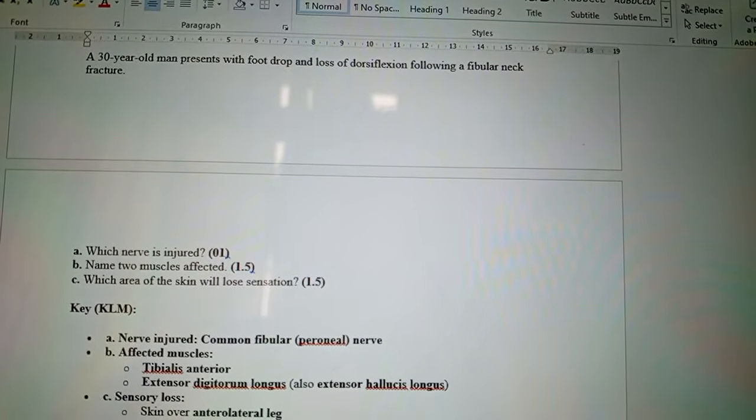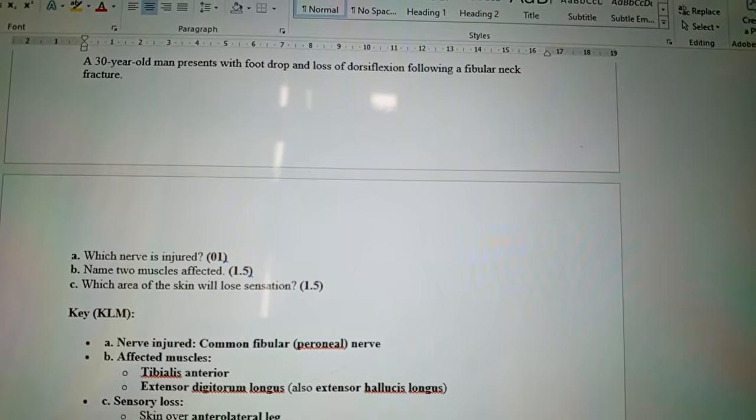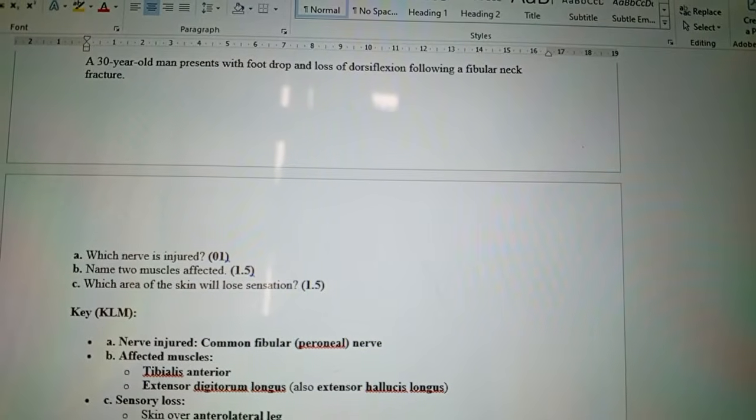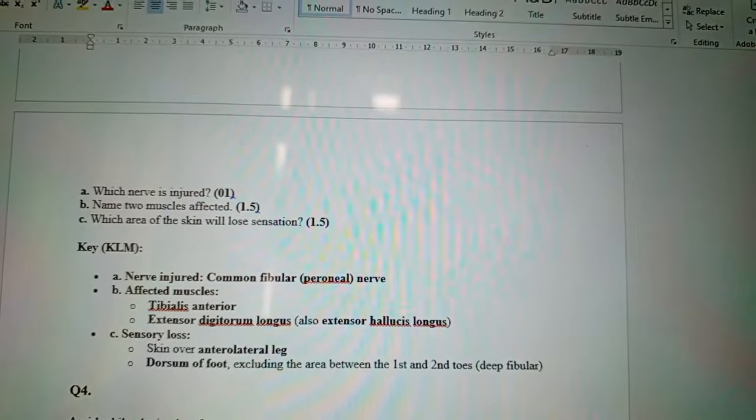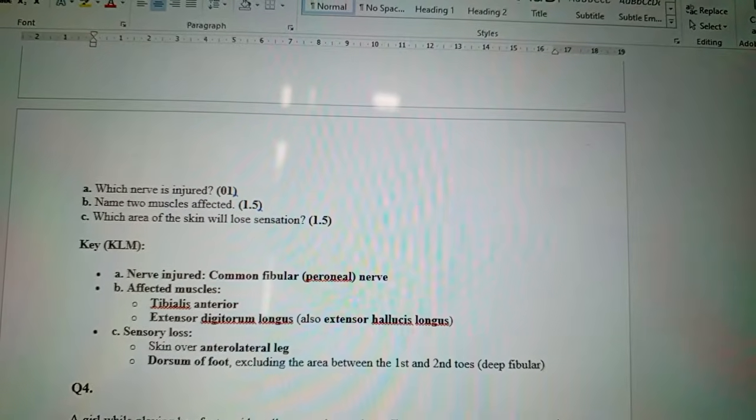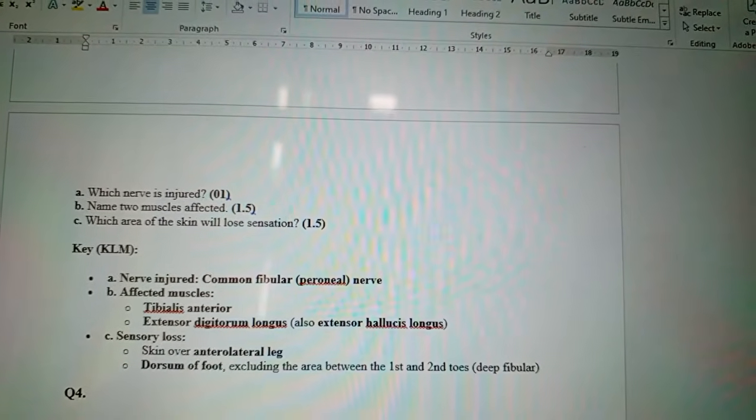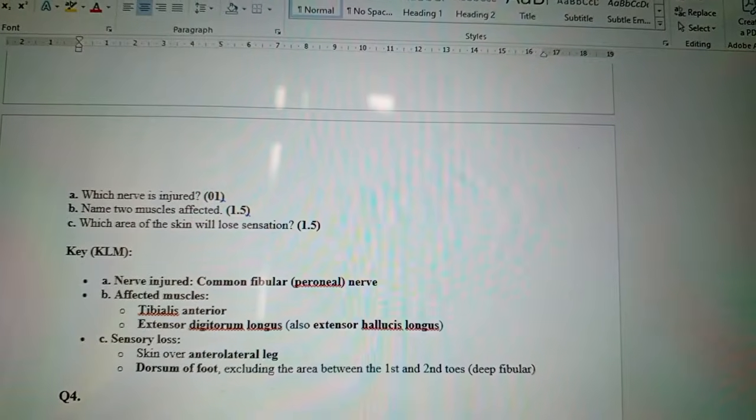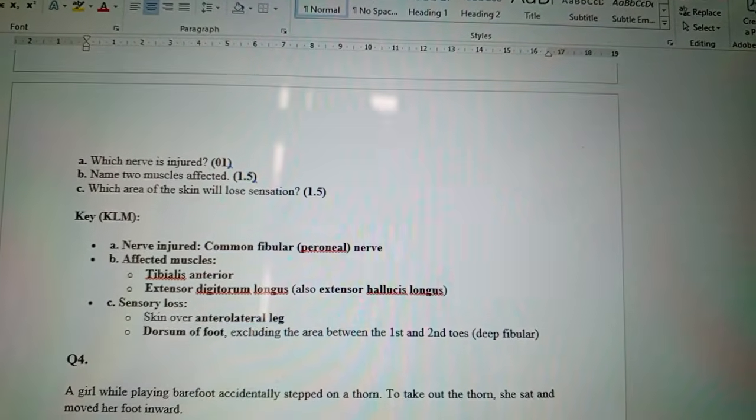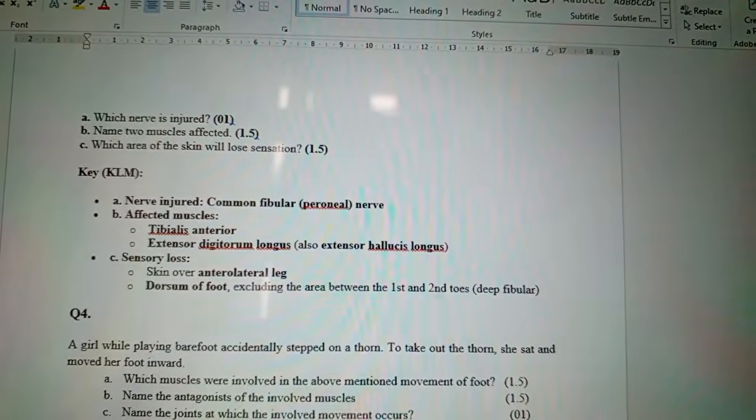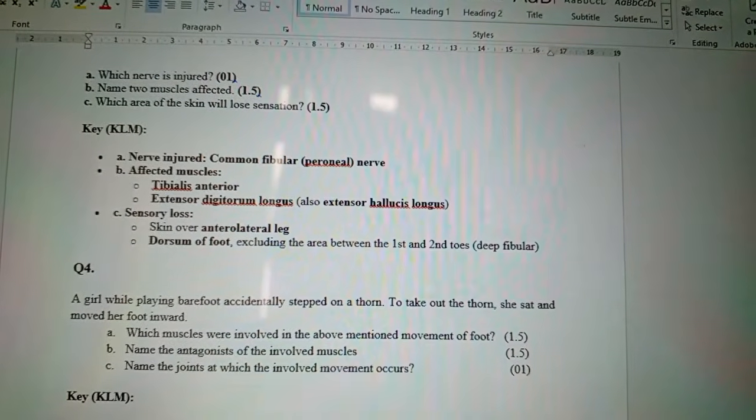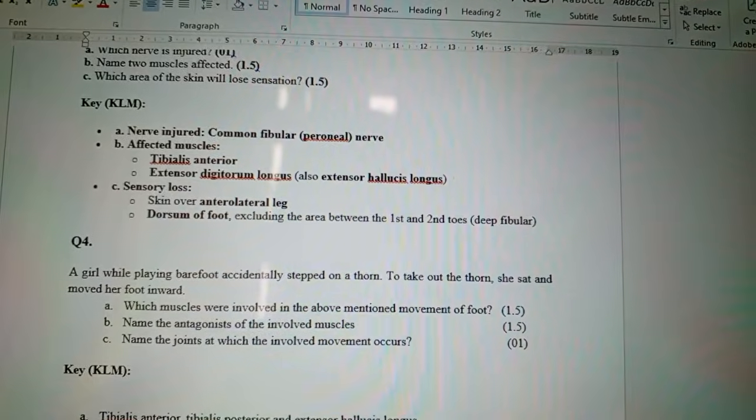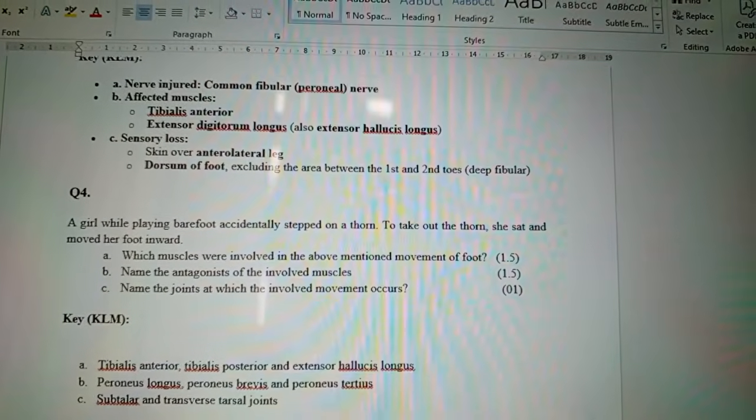Part B is asking you the two muscles which are affected, and the C part is asking you about the loss of sensation of the skin part. So the answer is common fibular nerve, and the affected muscles are tibialis anterior, extensor digitorum longus, also the extensor hallucis longus, and sensory loss on the anterolateral leg and dorsum of foot, excluding the area between the first and second toes, which is supplied by the deep fibular or deep peroneal nerve.